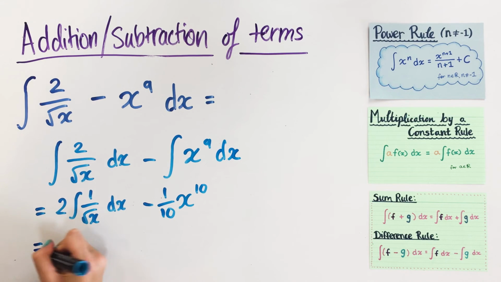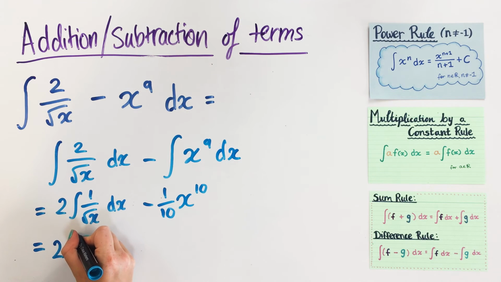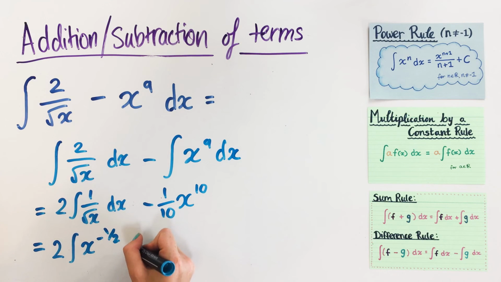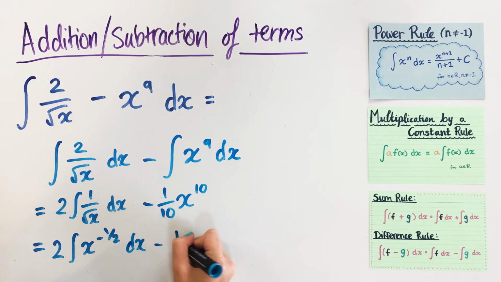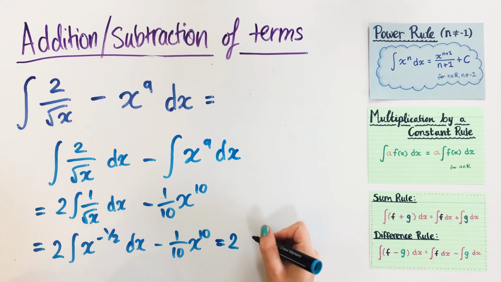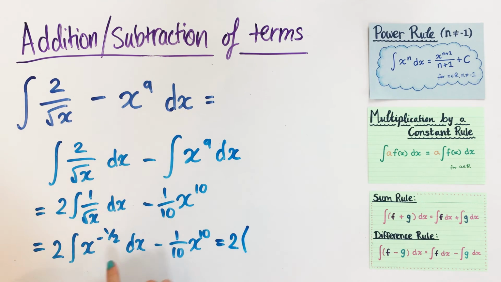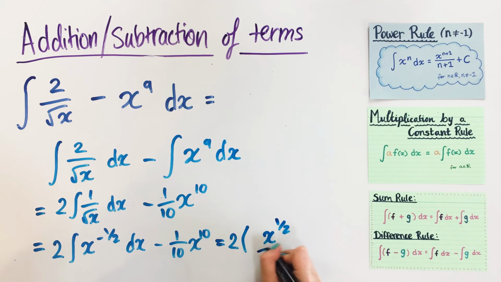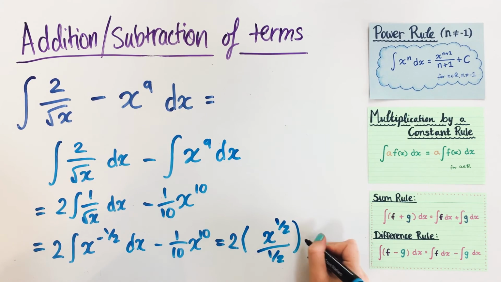So this is going to be equal to, well, this is in an unfamiliar form, but we can rewrite that as the integral of x to the power of minus a half dx. Make sure you're happy with that. Minus 1 over 10 x to the 10. And so we can say this is equal to 2 times the integral of x to the minus a half. So that's going to be x, so minus a half plus 1 is going to be a half, divide down by a half, minus 1 over 10 x to the 10.